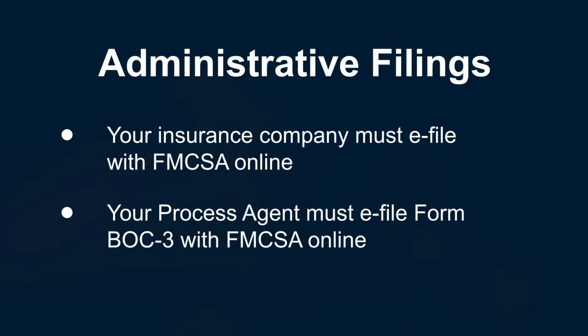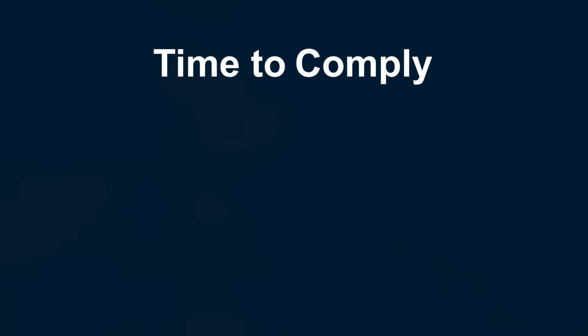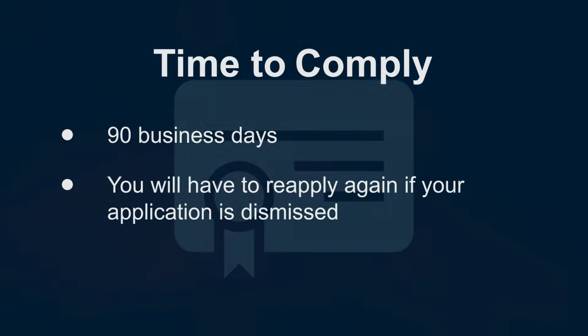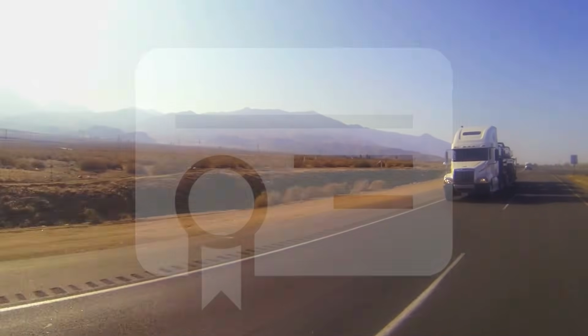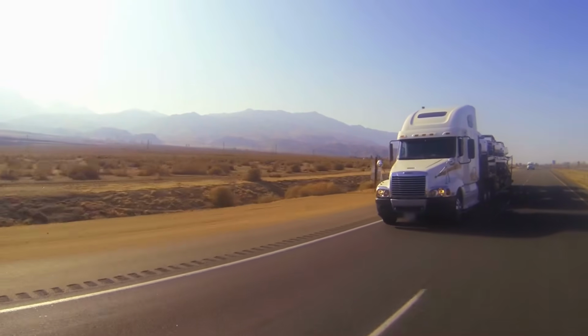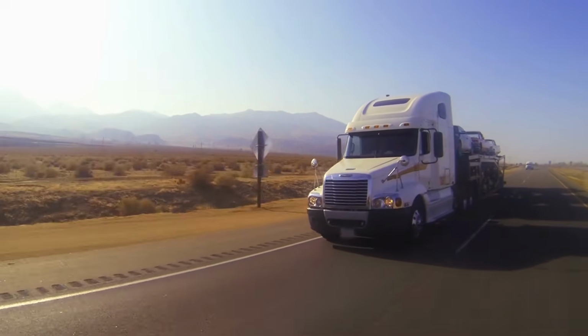FMCSA will allow you 90 business days to comply with the application requirements. If you do not comply with the application requirements within the 90-day time frame, your application will be dismissed and you will have to pay the required application fee to proceed again. You may begin operations as soon as you receive a certificate of operating authority from FMCSA. Successfully completing the registration process will bring you one step closer to getting out on the road.